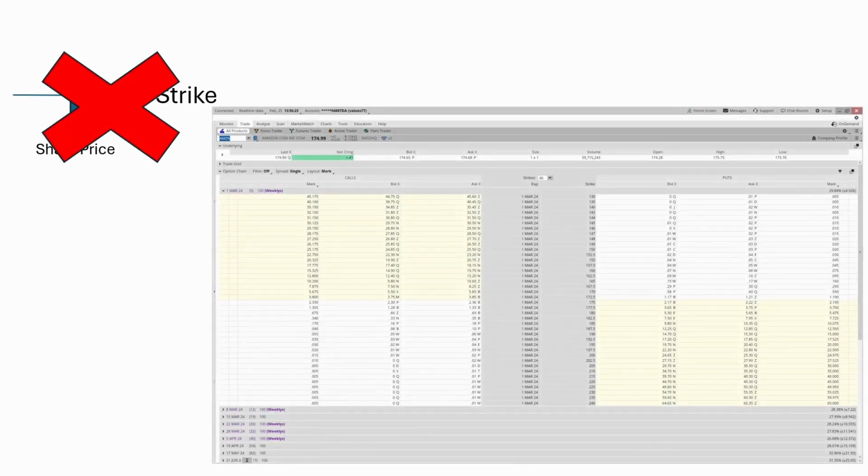Now again, if the share price does not move past the strike price, then remember that you don't have intrinsic value.